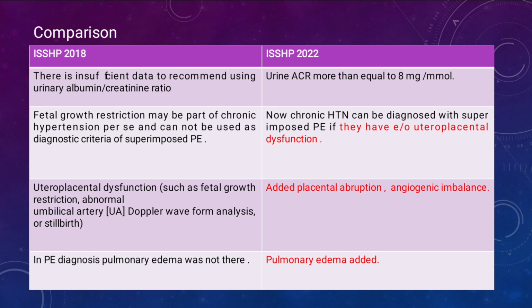In comparison of ISSHP 2018 and 2022, urine ACR more than or equal to 30 mg has been added as a recommendation. Then fetal growth restriction they have added as a diagnostic criterion for superimposed preeclampsia, so now chronic hypertension can be diagnosed with superimposed preeclampsia if there is evidence of placental dysfunction. Because they thought chronic hypertension patients are already so compromised, they should consider uteroplacental dysfunction. They added placental abruption, pulmonary edema, in the preeclampsia diagnosis.